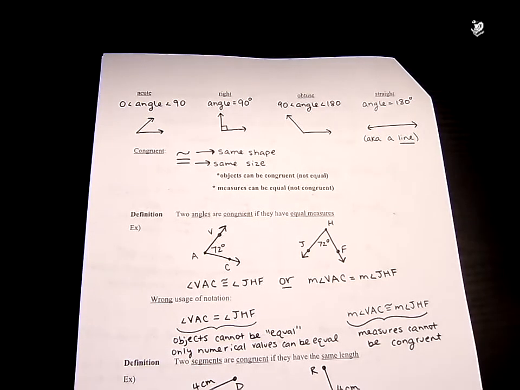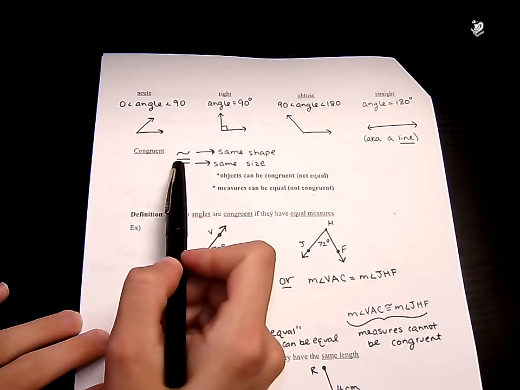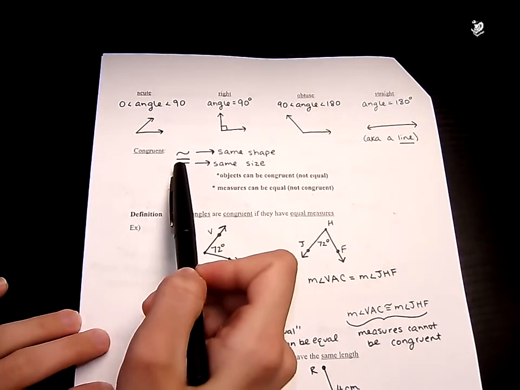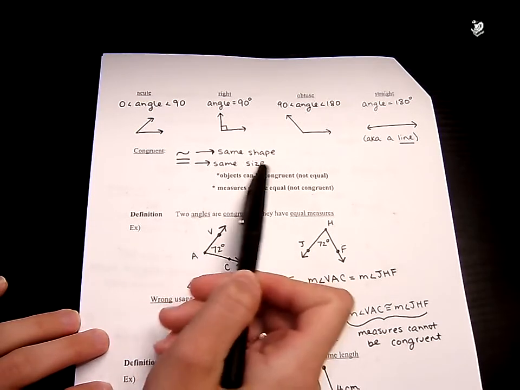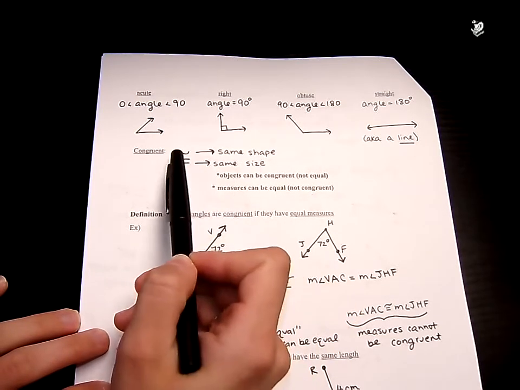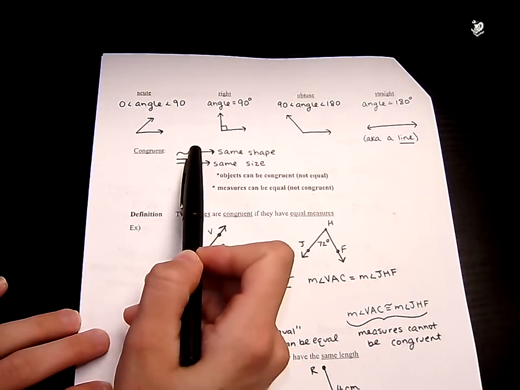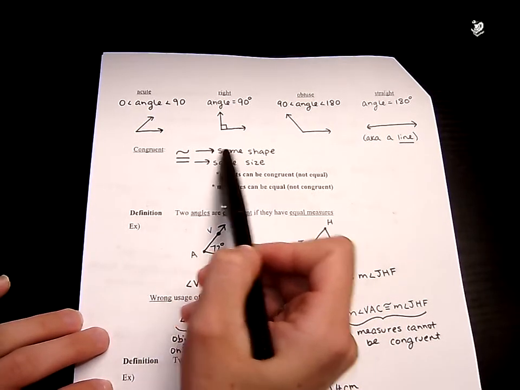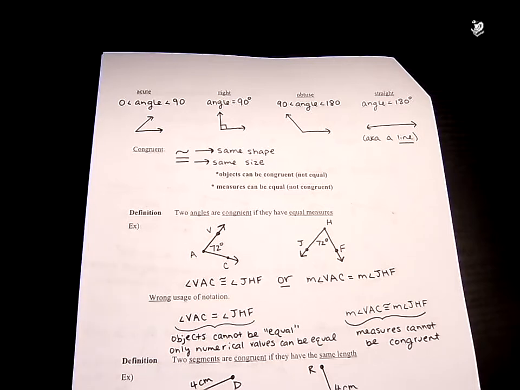So here's a new term, congruent. This is the symbol for congruent. The equal part of the symbol means that two objects have the same size, and the squiggle on top, or the tilde as it's actually called, means that they have the same shape. So any two objects that have the same shape and the same size are said to be congruent.